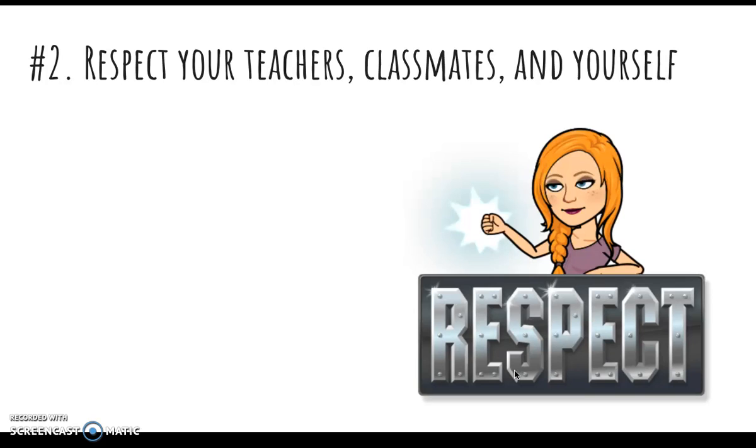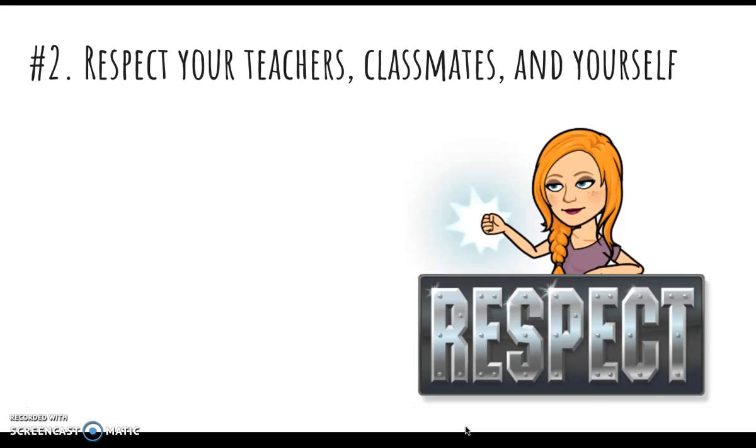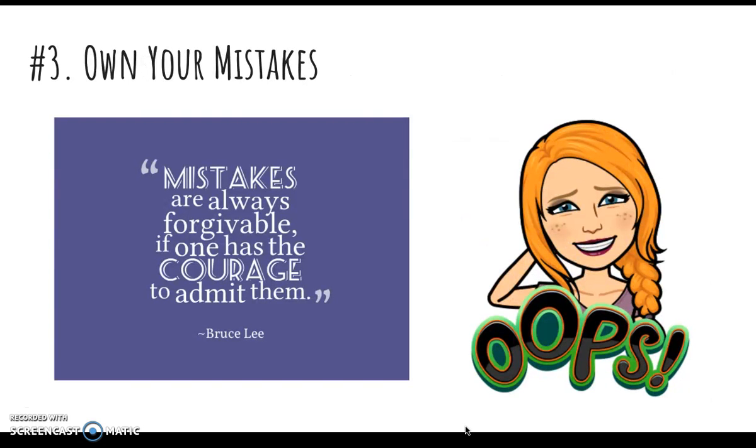And then for my rules, I just put my rule, it's really self-explanatory, and then I've used a Bitmoji of myself because the kids love it. It gives them something to look at and a visual to put with the rule. I have a quote and a Bitmoji. My rule number 3 is to own your mistakes and really just accept your consequence and move on. So I always share with them mistakes are always forgivable if one has the courage to admit them.